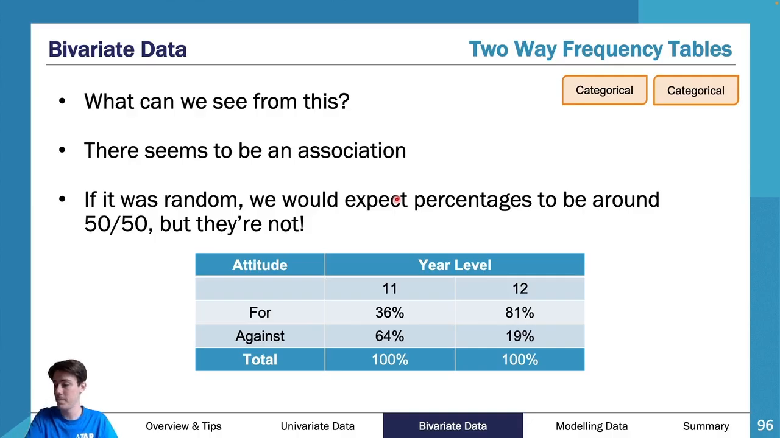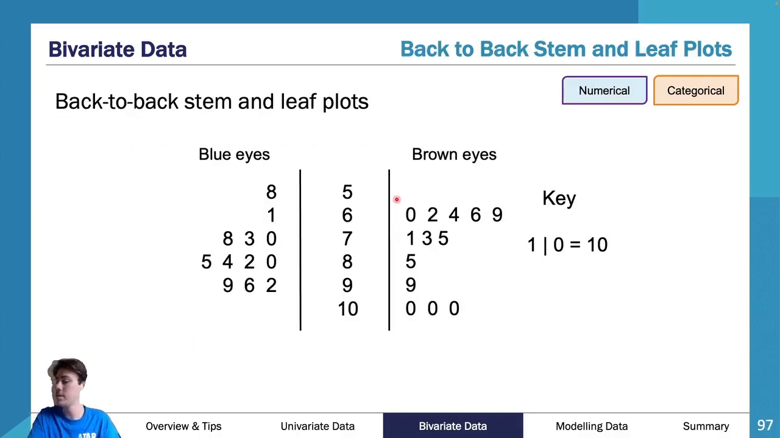So, moving forward, back-to-back stem and leaf plots. Back-to-back stem and leaf plots can use two pieces of categorical data, and they can use numerical data.